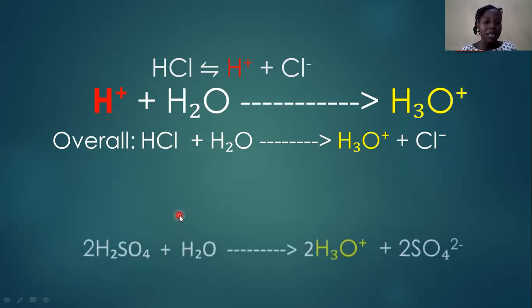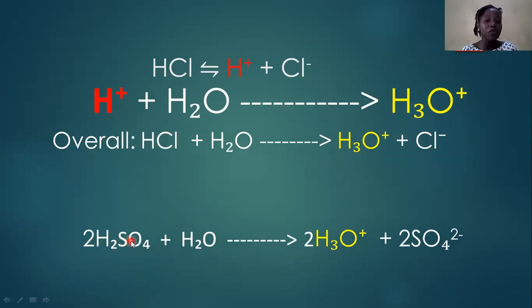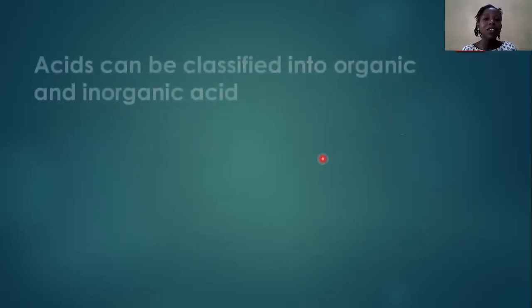Now look at another example. This is H2SO4, tetraoxosulfate(VI) acid, in water. We give you hydronium ion. Now this H2SO4 ionizes to produce two hydrogen ions, which combine with water molecules to give you hydronium ion. Then you have your anion, SO4 2-. So the only positive ion is H+. So an acid is a substance which, when dissolved in water, produces hydronium ion as the only positive ion. That's the definition. Now let's look at the classification of acid.